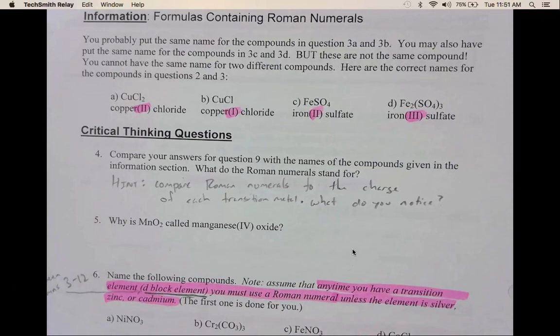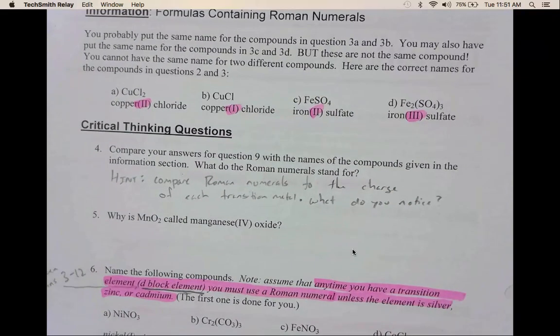Question 4. What I want you to try to think about is to compare the Roman numerals to the charge of each of the transition metals. And then what do you notice about the charges and the Roman numerals? This will help you determine what the Roman numerals stand for.